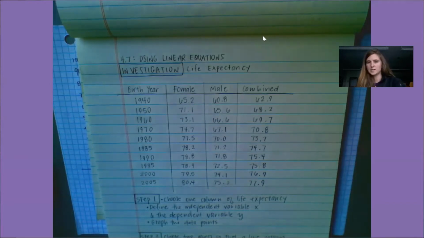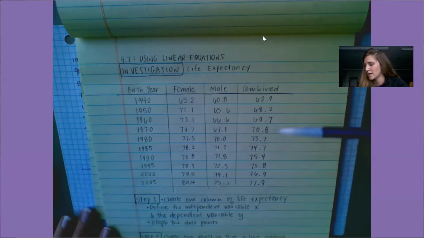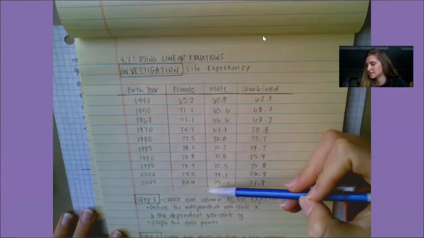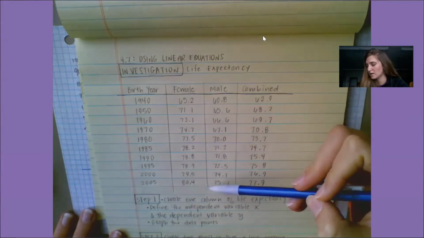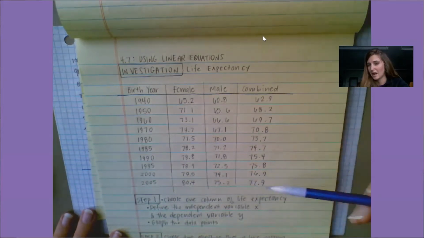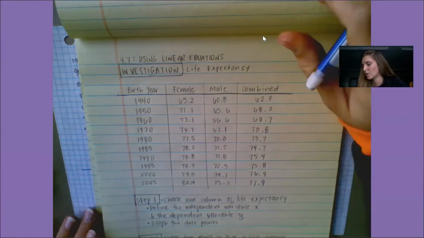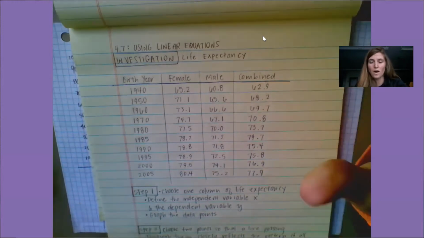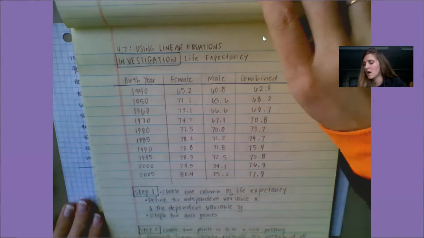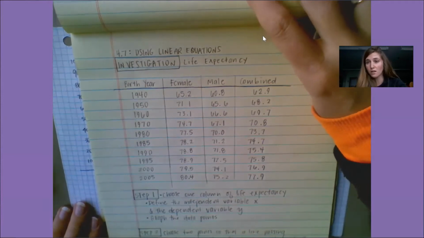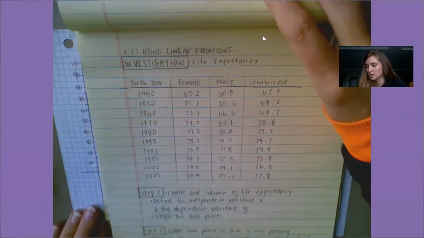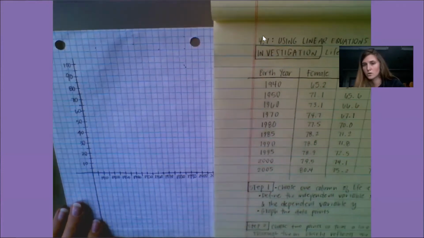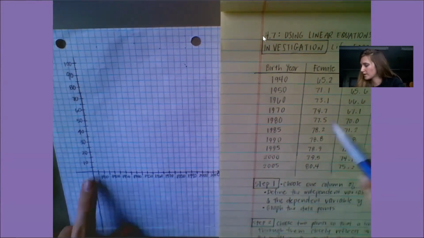So what we're going to do first, I have my table here. The first column lists the birth year, and then the second column lists the female life expectancy rate, the male life expectancy rate, and then the combined life expectancy rate. If you're following along, you can just choose one and plot those points. I'm going to go ahead and plot all of them just so we have that information. I'm going to start with females.